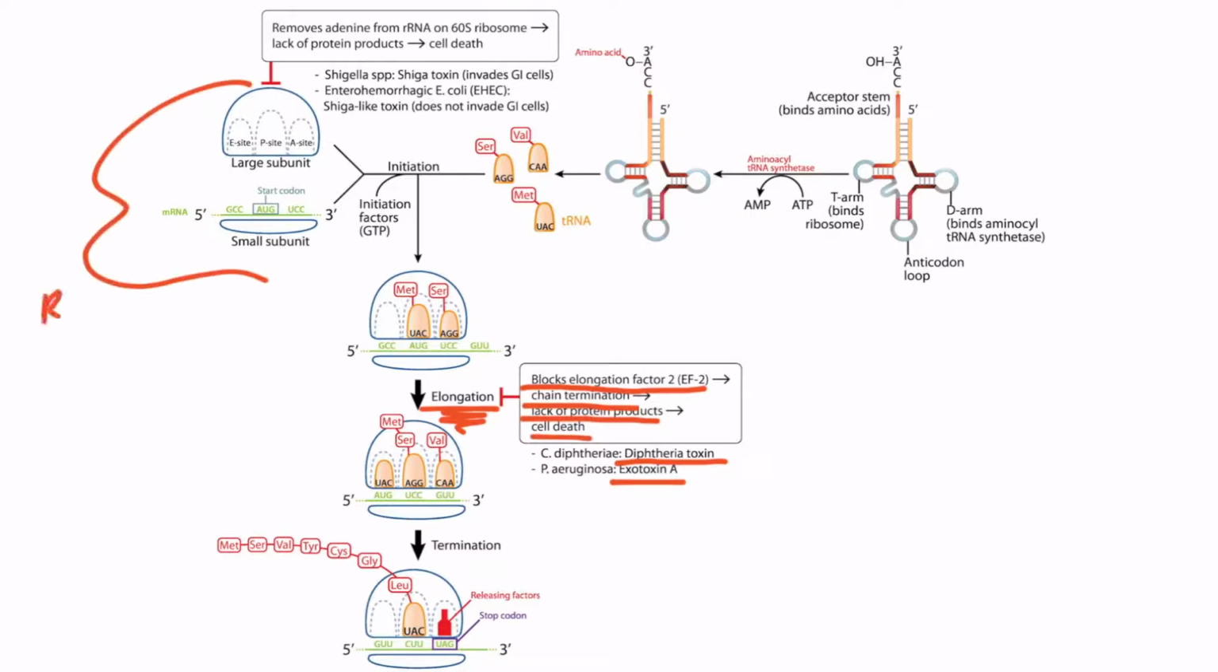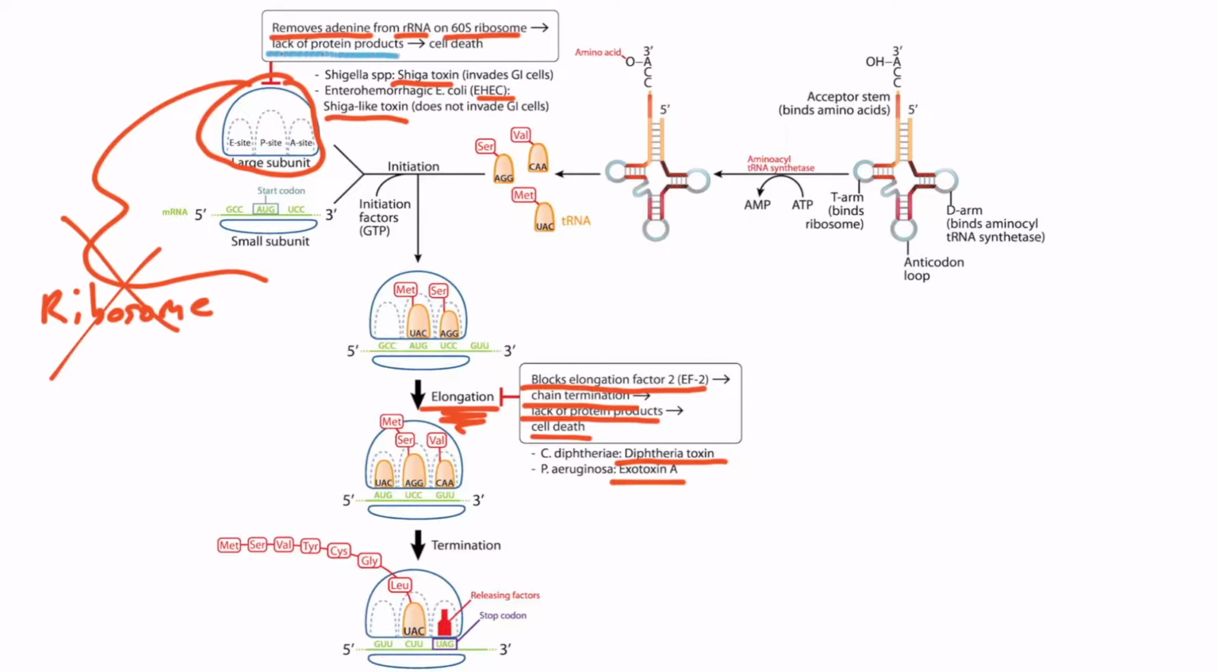Up here, we can see we have the ribosome. And the 2 toxins to know about with relation to the ribosome are the shiga toxin and the shiga-like toxin. The shiga toxin coming from Shigella, and the shiga-like toxin coming from enterohemorrhagic E. coli, or EHEC. These work by removing an adenine from the rRNA on the 60S ribosome, this large subunit right here. Attacking this prevents the formation of that ribosomal complex. This means that translation cannot occur. So, by blocking the 60S ribosome, there's a lack of protein products, and the cell eventually dies.